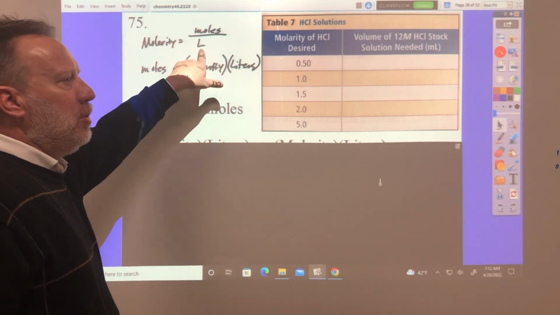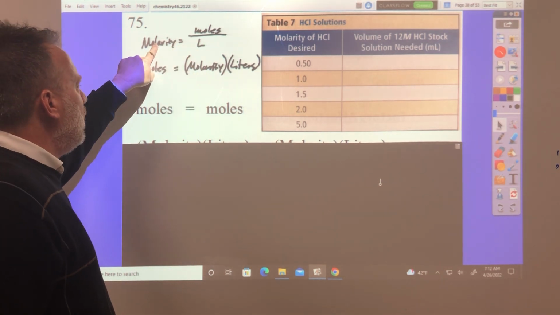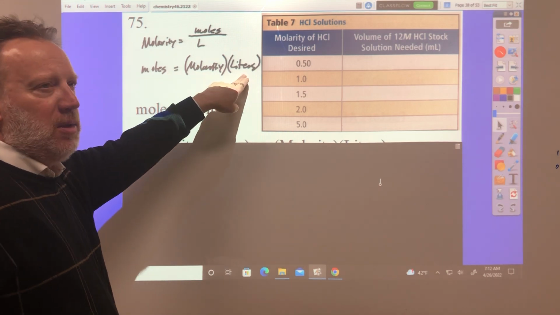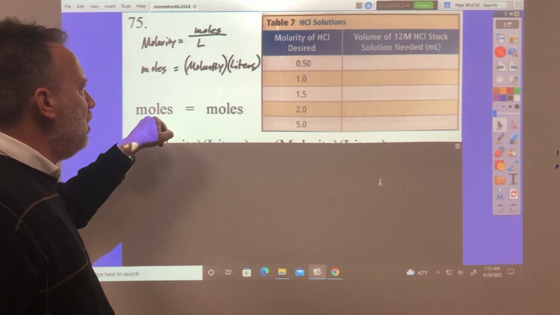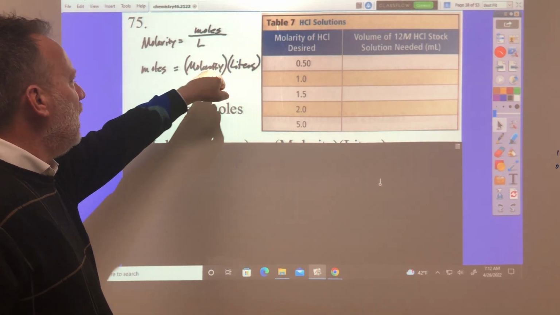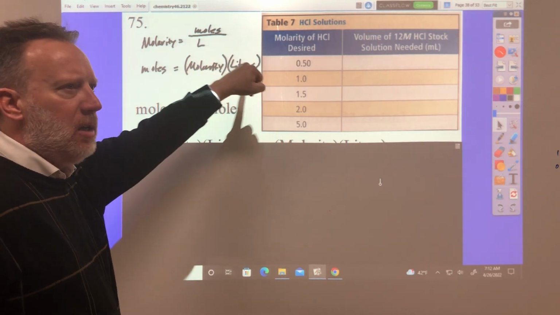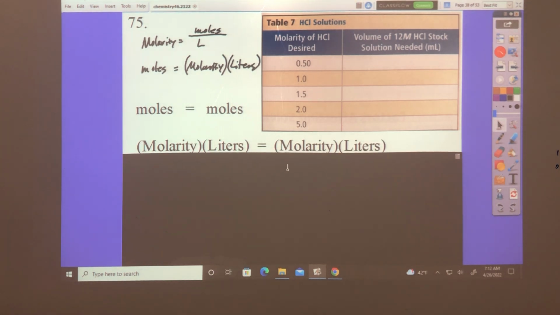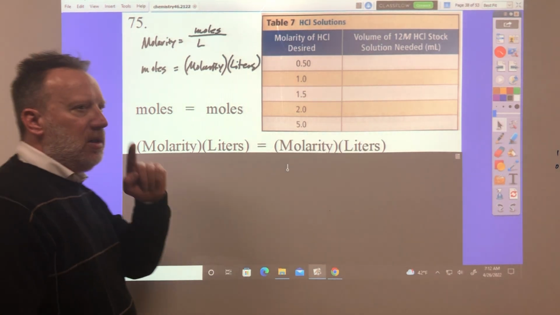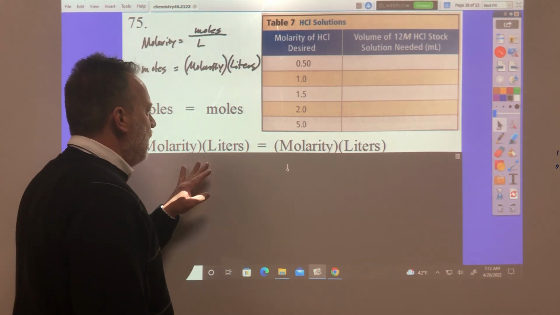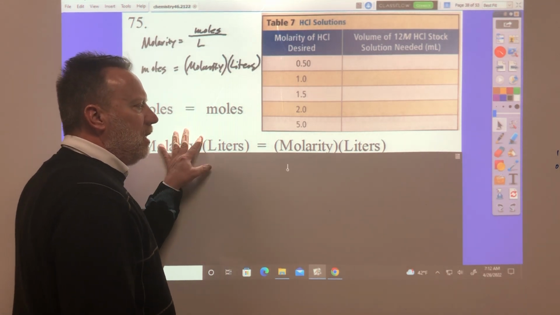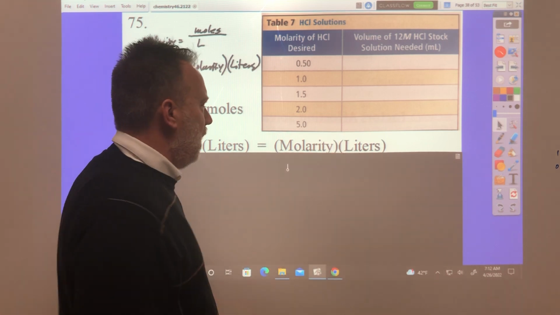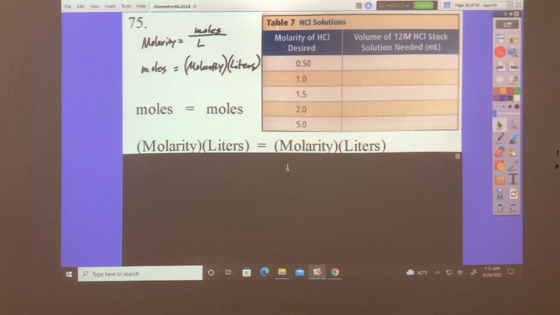Now, molarity is moles per liter. If you bring this up and multiply, moles equals molarity times liters. And you can set moles equal to moles, or molarity times liters equal to molarity times liters. I have shown you this repeatedly. This is what your book calls the dilution equation. We'll do a very similar thing with acids and bases coming up. One side's the concentrated side, the other side's the dilute side.